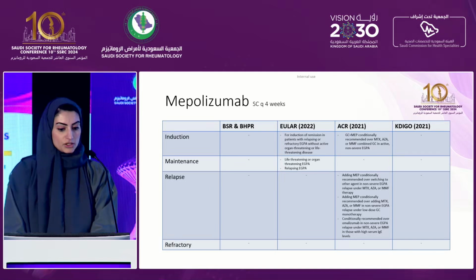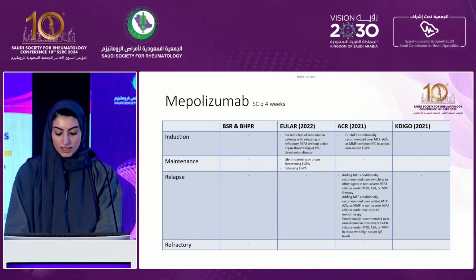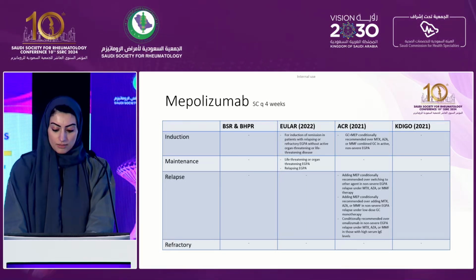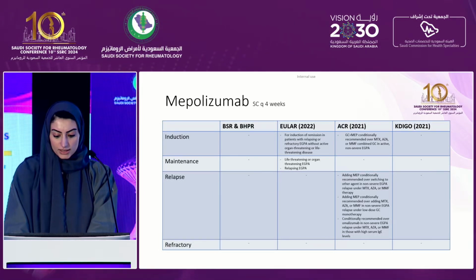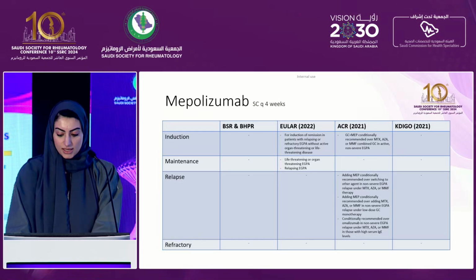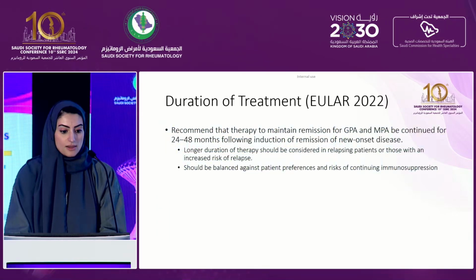And the last medication is mepolizumab subcutaneously every 4 weeks. There is no mention of it in BSR or KDIGO. However, EULAR and ACR recommended it to be used for induction with a steroid in less severe, non-life-threatening disease. It also can be used in relapsing and refractory disease.